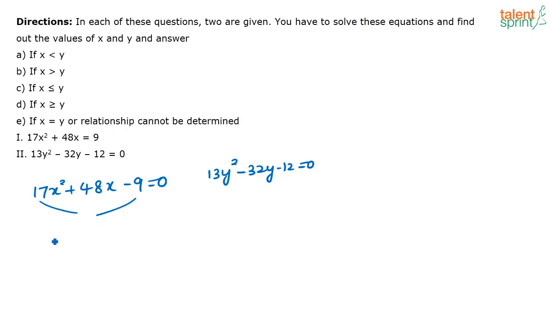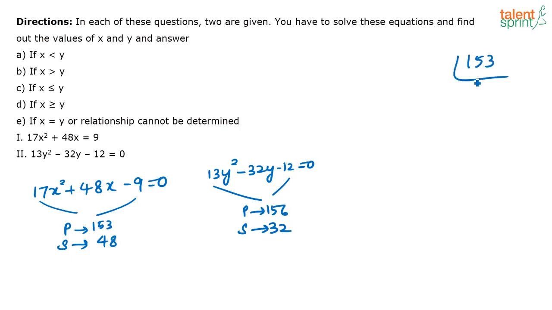17 into 9, correct? So you have to find two numbers whose product is 17 into 9 is 153, correct? 153, sum is 48. So you have to find out two numbers whose product is 153 and their sum is 48. Similarly, you have to find out here again product of 13 into 12 is 156 and their sum is 32. So you have to find two such numbers. Again, this 153 and all is a very big number, correct? Factorize this number. See, you know 17 into 9 is 153.